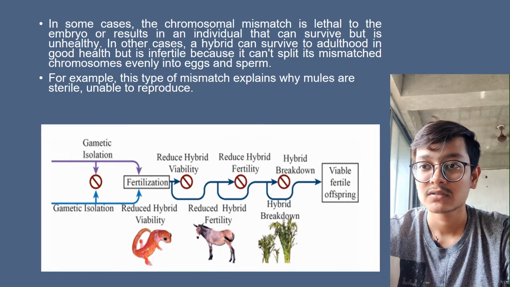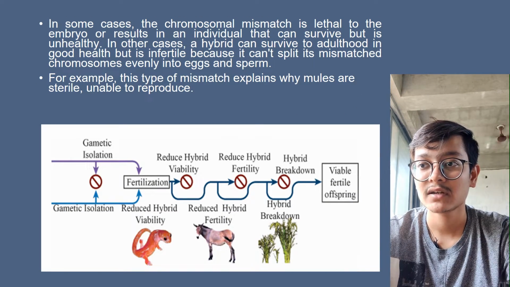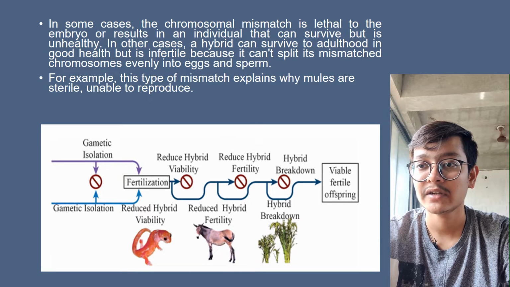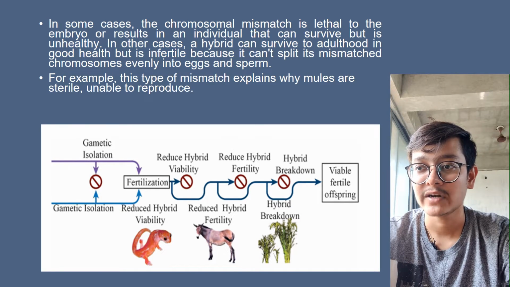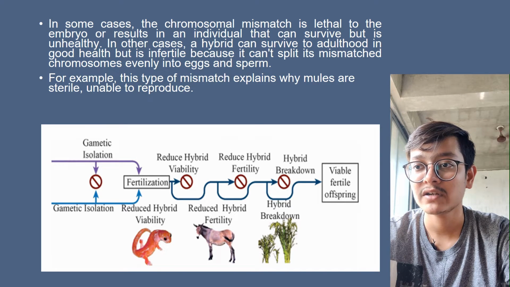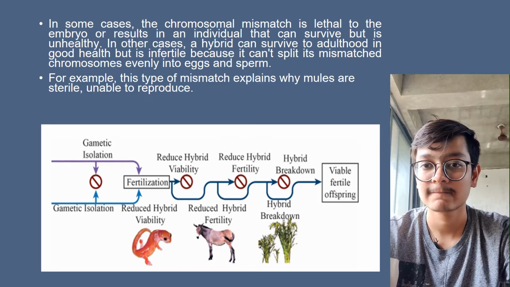In some cases, the chromosomal mismatch is lethal to the embryo or results in an individual that can survive but is unhealthy. In other cases, a hybrid can survive to adulthood in good condition but is infertile because it can't split its mismatched chromosomes evenly into eggs or sperm. For example, this type of mismatch explains why mules are sterile and unable to reproduce.